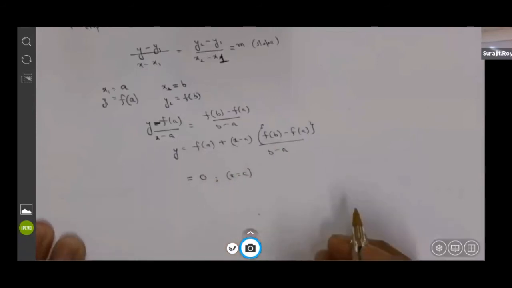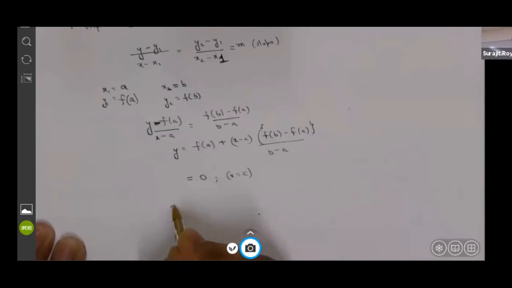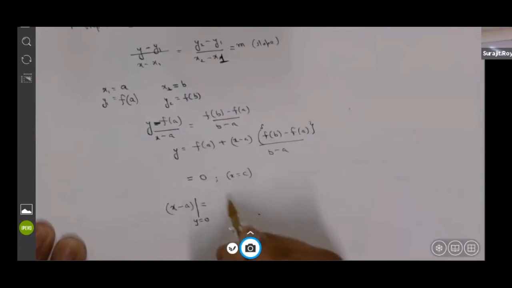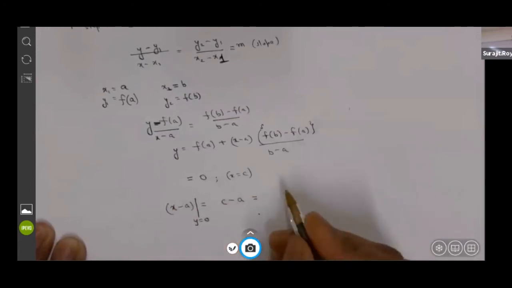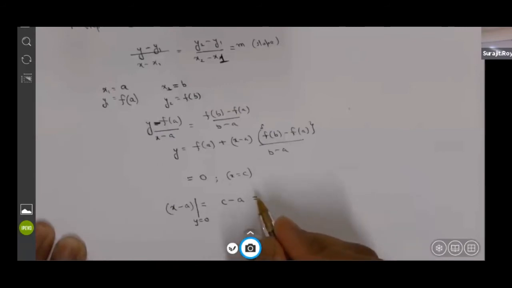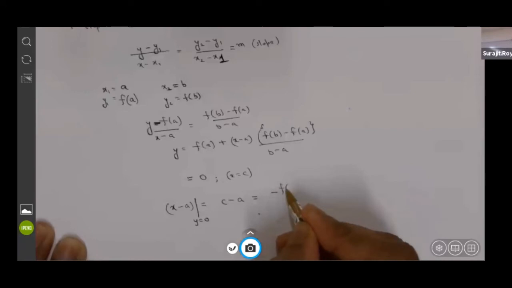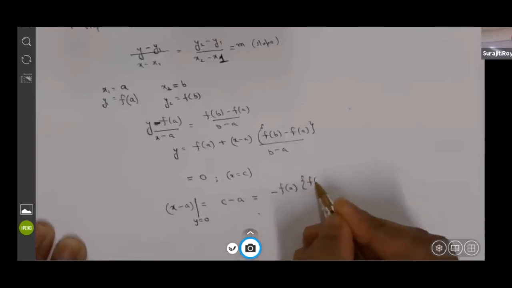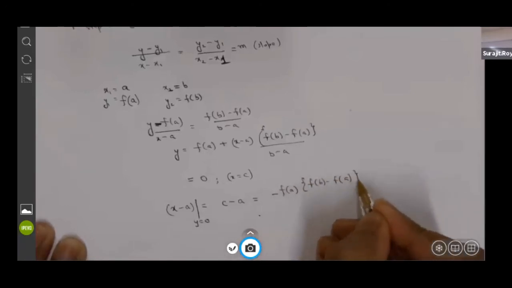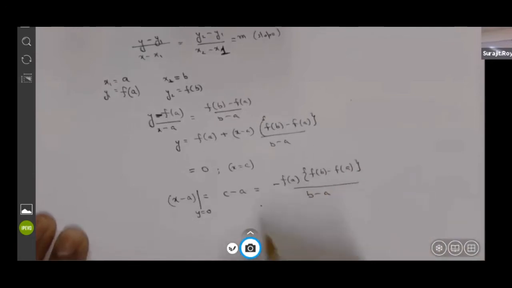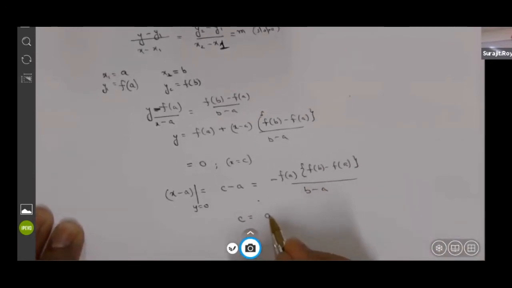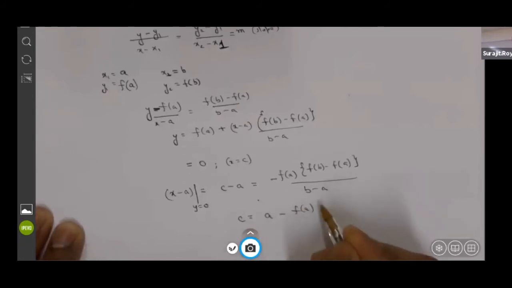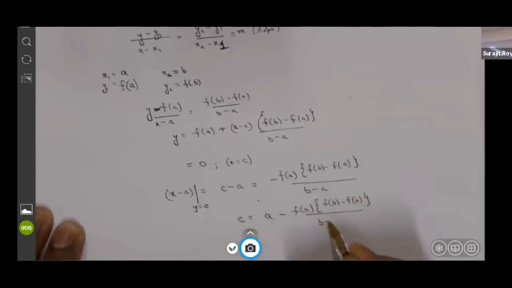So if I solve for that, what I will get is x minus a at y equals 0, which is c minus a, equals minus f of a times (f of b minus f of a) divided by b minus a. And if I solve for c, it will be c equals a minus f of a times (f of b minus f of a) divided by b minus a.